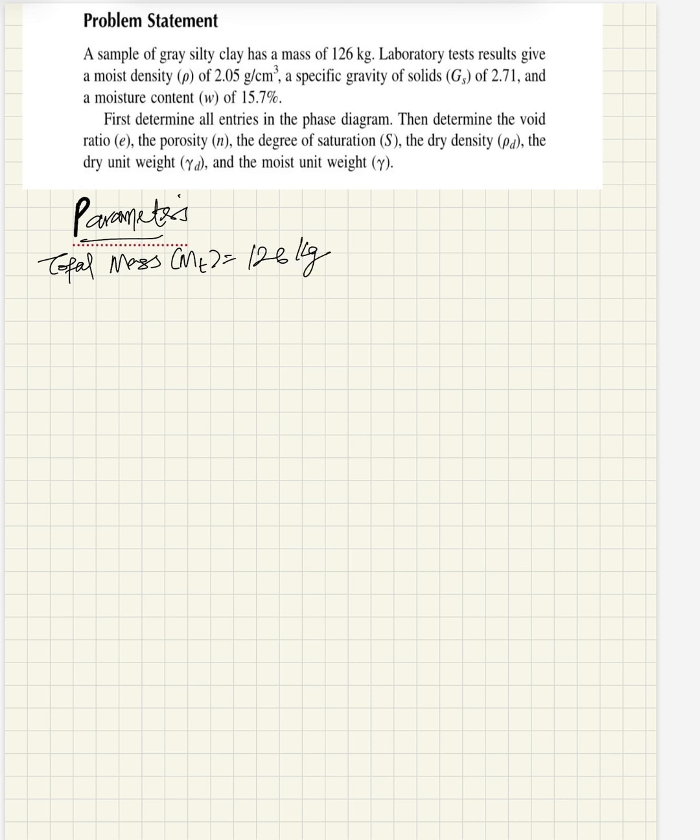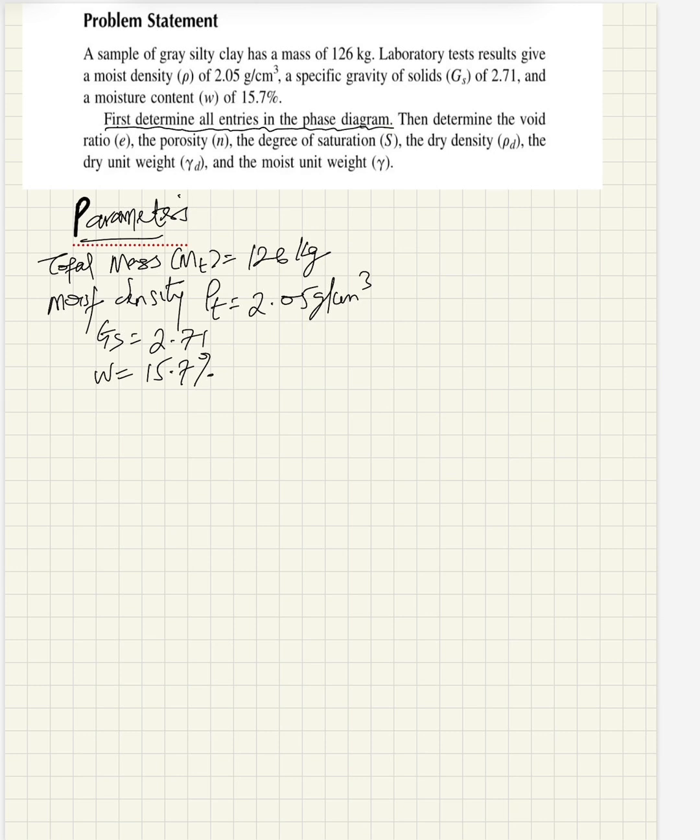We have the moist density, that is the total density, combination of mass of soil grains and the mass of water, which is 2.05 grams per cm cube. We have the specific gravity, GS, is 2.71. The water content is 15.7%. So the question says that first determine all the entries in the phase diagram.